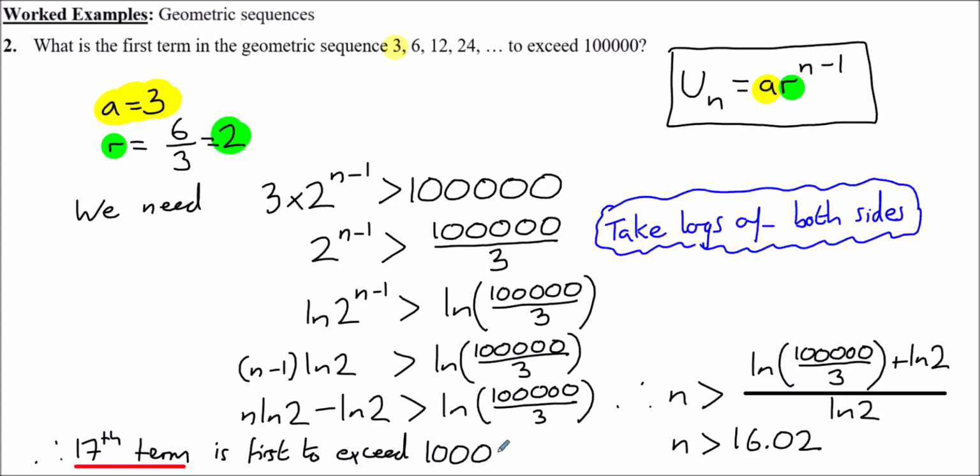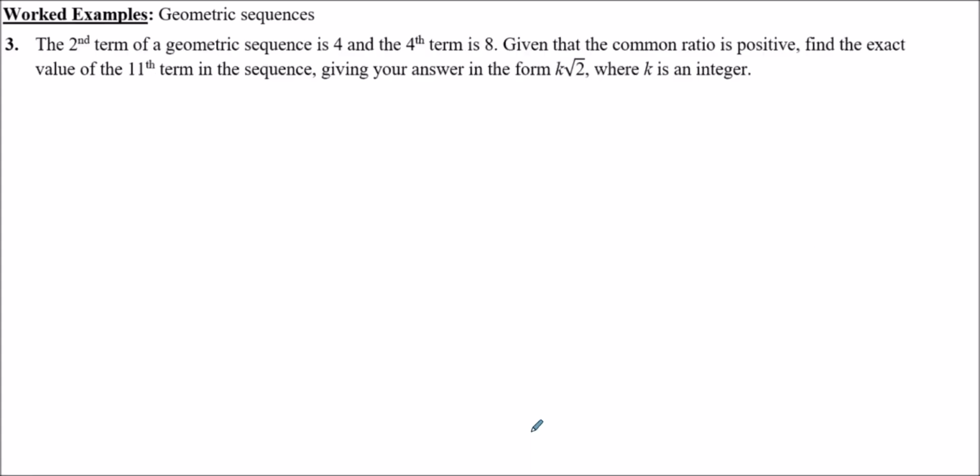Let's have a look at the next one. Worked example 3. So we're told here that the second term of a geometric sequence is 4 and the fourth term is 8. The common ratio is positive, we're told, so find the exact value of the 11th term in this sequence, giving your answer in the form k root 2, where k is an integer.